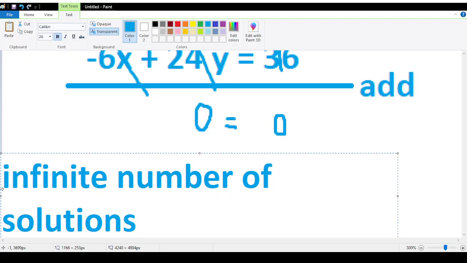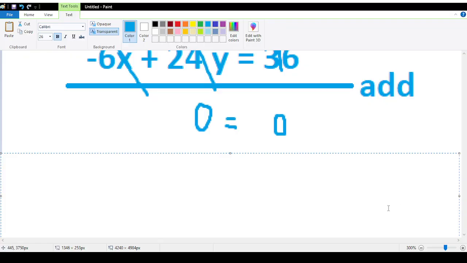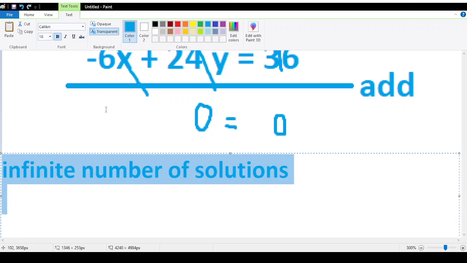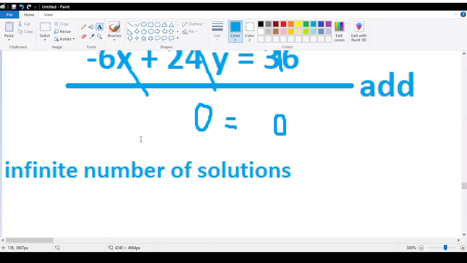If you have one solution, x equals 1, for example. Here you don't have one solution because the x disappeared and the y disappeared as well. So it's not no solution either, you have infinite number of solutions. I will show it for you in the calculator, okay? Mod, then 9, 1, 2.